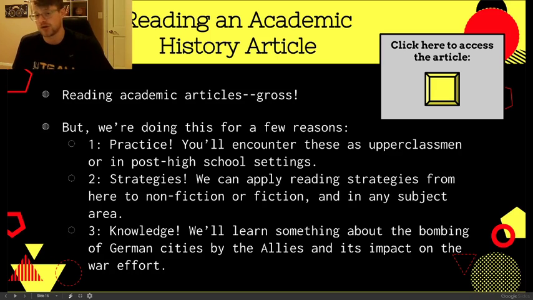But the reason why we're actually going to read a real academic history article, at least snippets of it, is for a couple reasons. First, you're going to encounter these things more as upperclassmen, and then as well as in post-high school settings. You will inevitably encounter some study that you'll have to read about something if you plan on going into that kind of work. And then also, reading strategies. We can take things from this that we can apply in other areas of learning, whether it's nonfiction, fiction, any subject area. And then the last is for the knowledge itself.